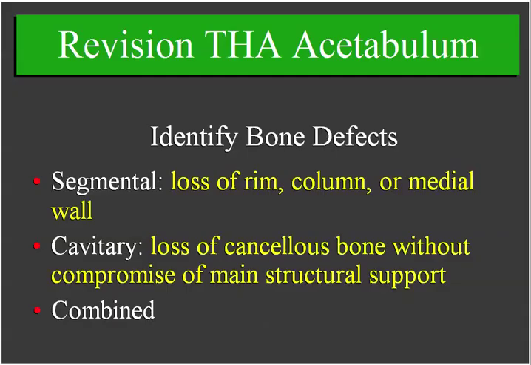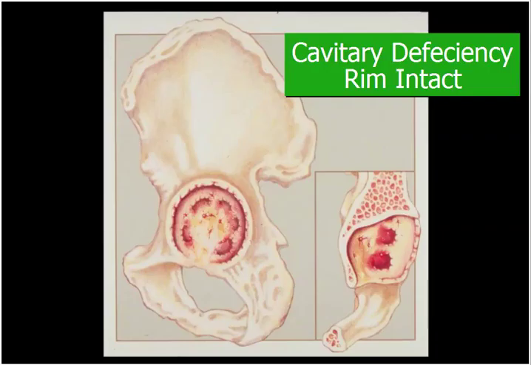Okay. Revision total hip, looking at bone defects. You can have segmental loss, which is either defined as loss of rim, loss of column, or loss of the medial wall. Cavitary means you have loss of cancellous bone, but you still have the main support structure, so it's little holes in the cancellous bone. That can be combined. Here's an example of a cavitary deficiency. The rim is intact. These are little holes in the cancellous bone from osteolysis, and those are easily bone grafted.